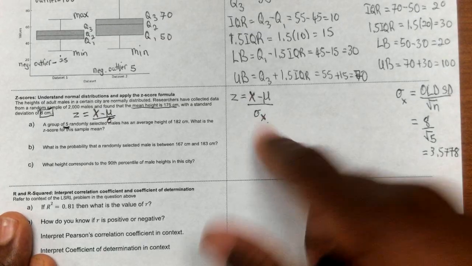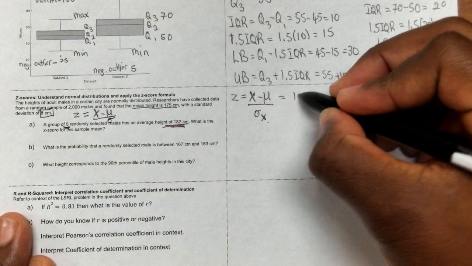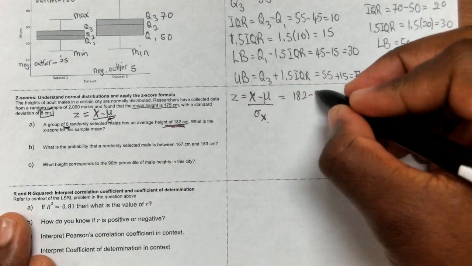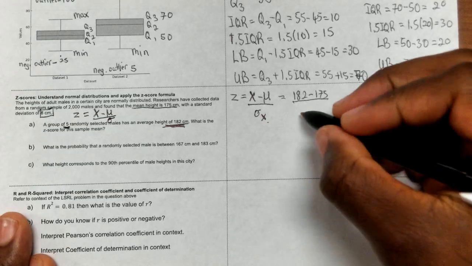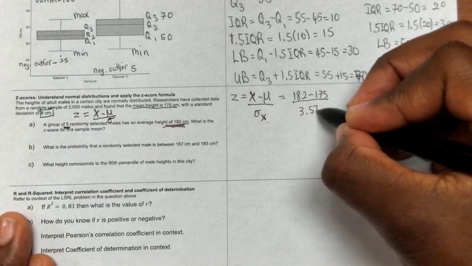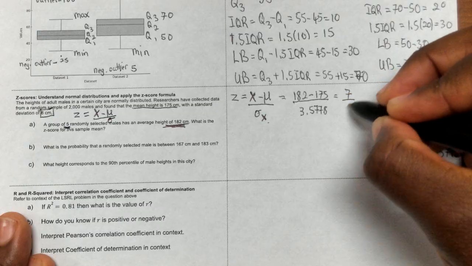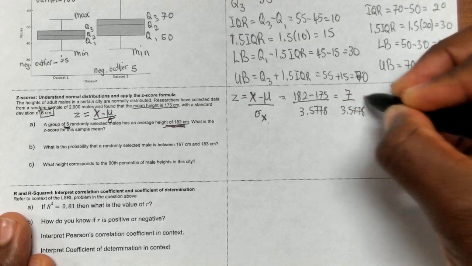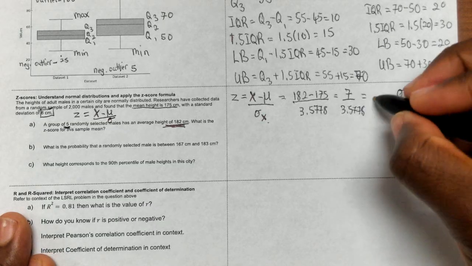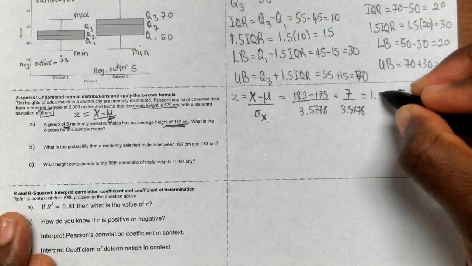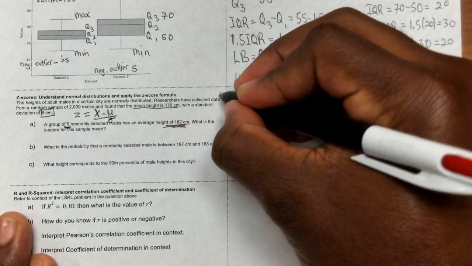So again, now I can just go ahead and substitute. So I'm trying to find for the average corresponding height of 182. So I have 182 minus the mean of 175 divided by my sample standard deviation, which was 3.5778. Okay. So when I subtract this, I will get 7 over 3.5778, which will give me, so 7 divided by this answer will give me 1.96. All right. So again, guys, just like that. So that's for part A.